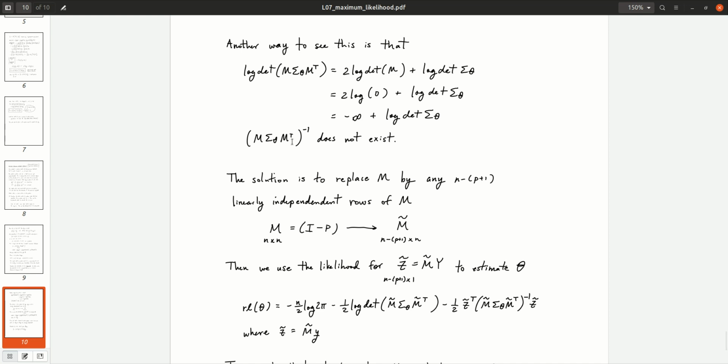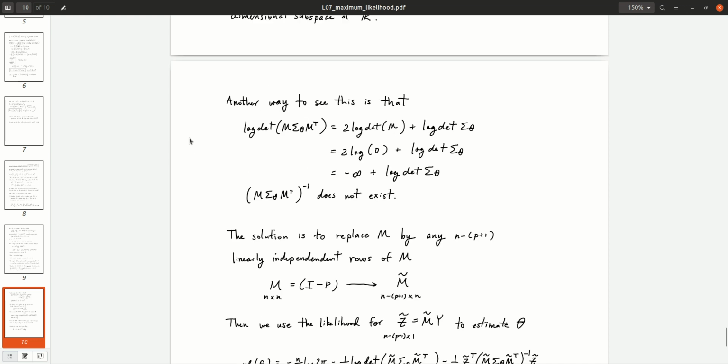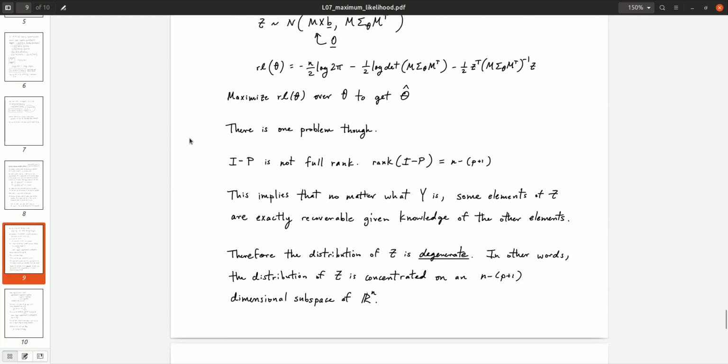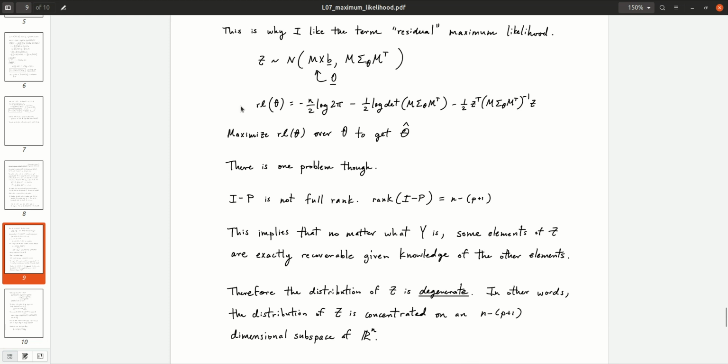Another related problem is that the inverse of this matrix, M sigma theta M transpose, also won't be full rank, and so its inverse doesn't exist. So what sounded pretty simple at first, we just used the distribution for Z, actually has a practical problem that we need to get around.